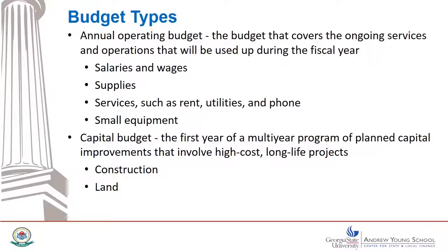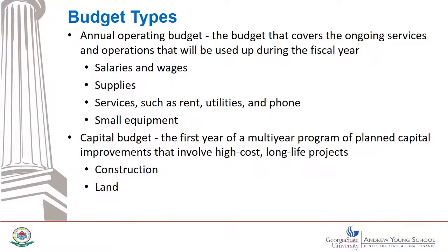There are two types of budgets. The annual operating budget provides the revenue and spending plan for the fiscal year. It's based upon providing an estimated level of services to the community. It covers the recurring or ongoing operation and maintenance expenses of a laboratory. Examples include salaries, wages, supplies, rent, utility charges, and phone bills. The purchase of small pieces of equipment that have a low price tag and are replaced almost yearly would also be covered in the operating budget.